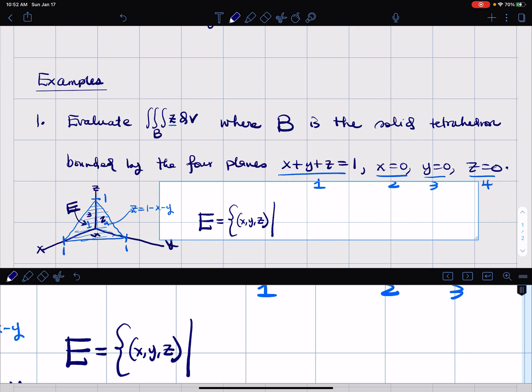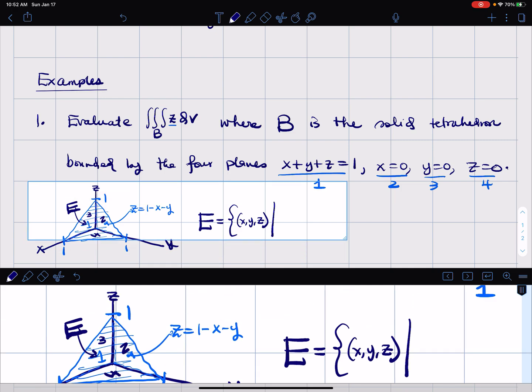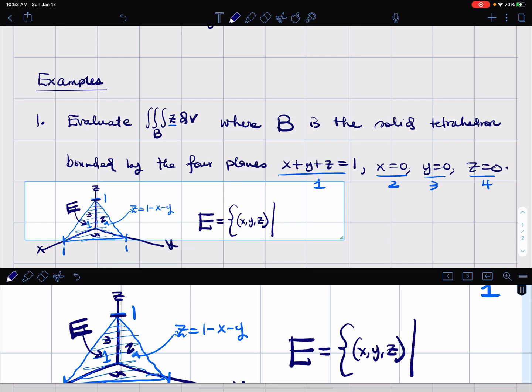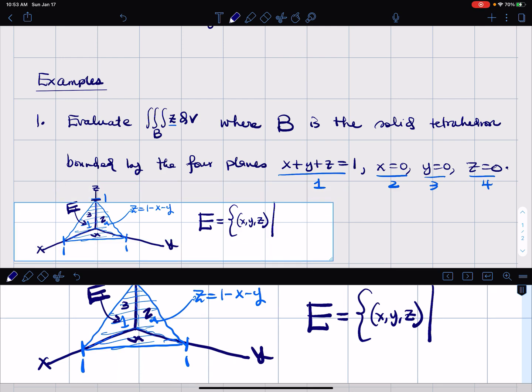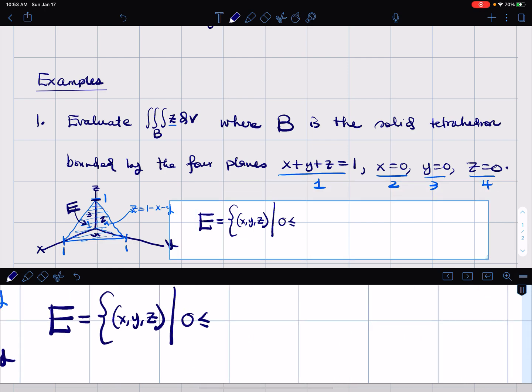Where does Z go from? If you look at Z, Z starts from the floor, which is the XY plane, up to the plane Z equals 1 minus X minus Y. Think about it. It doesn't start from the XY plane to 1. Nope. It's bounded along the Z axis by Z equals 0, which is the XY plane, and by the plane Z equals 1 minus X minus Y. All right? So on Z, we have 0 is less than Z is less than 1 minus X minus Y.